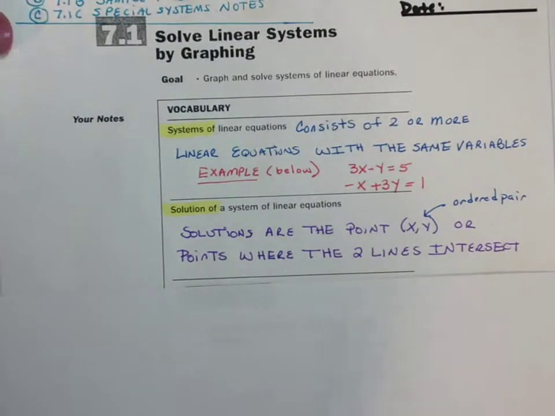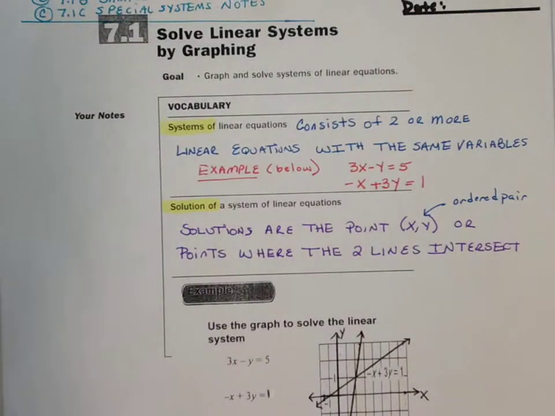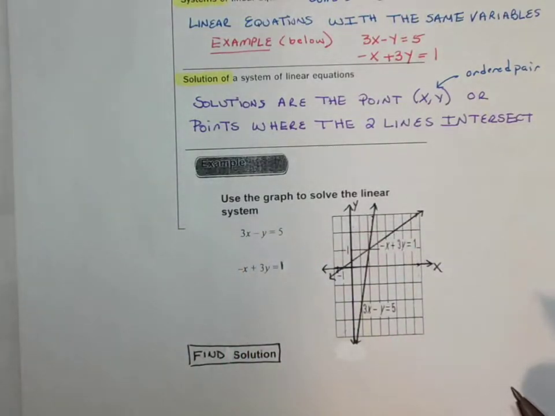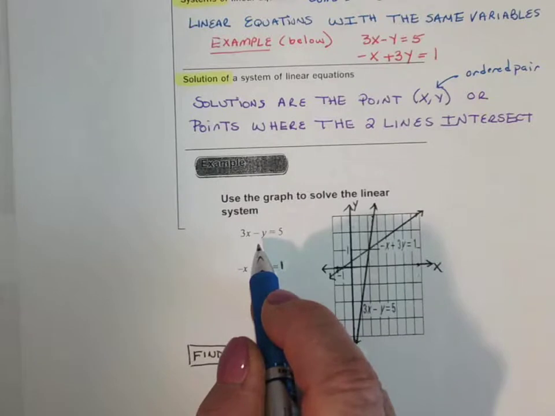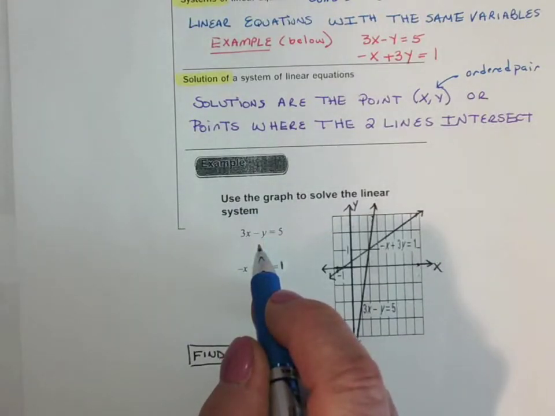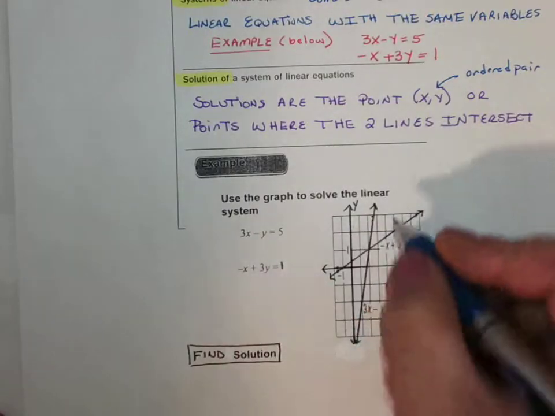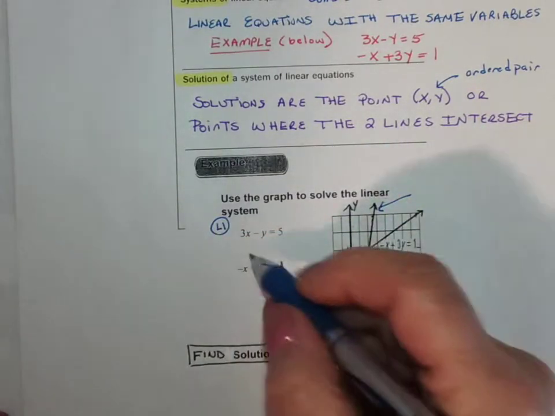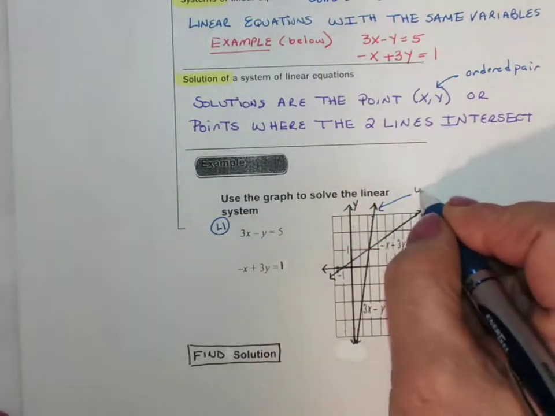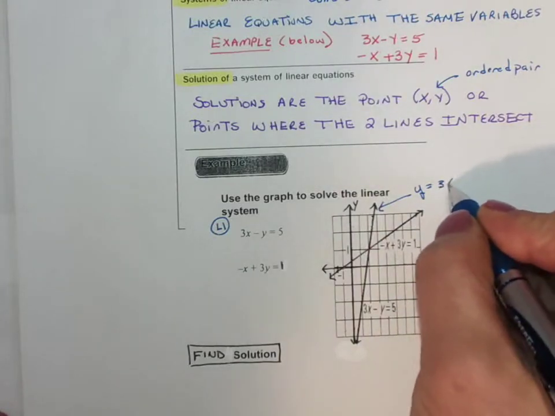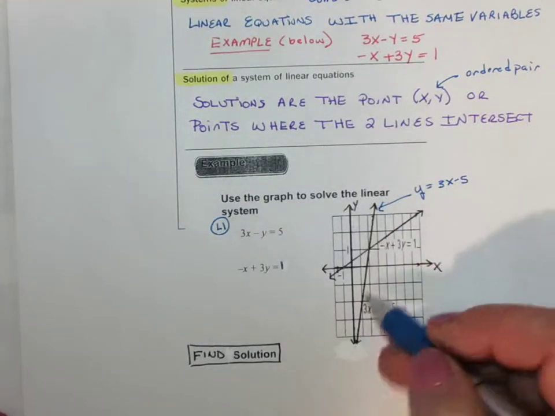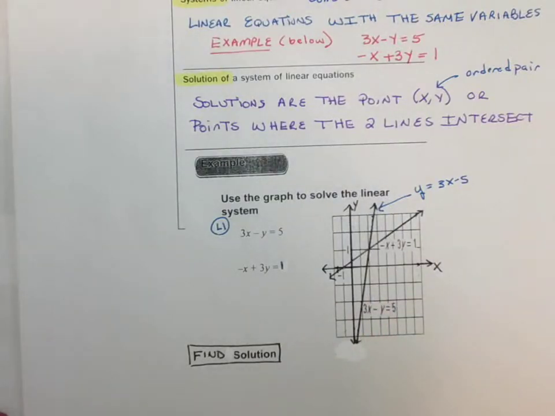So before I have you graph a system, let's look at one right here. We have two equations, and if we took this equation right here and put it into y equals mx plus b, we'll call this line 1, it would be y equals 3x minus 5. And you know how to graph that. The y-intercept is negative 5. You use a slope of 3 over 1. You're all set.